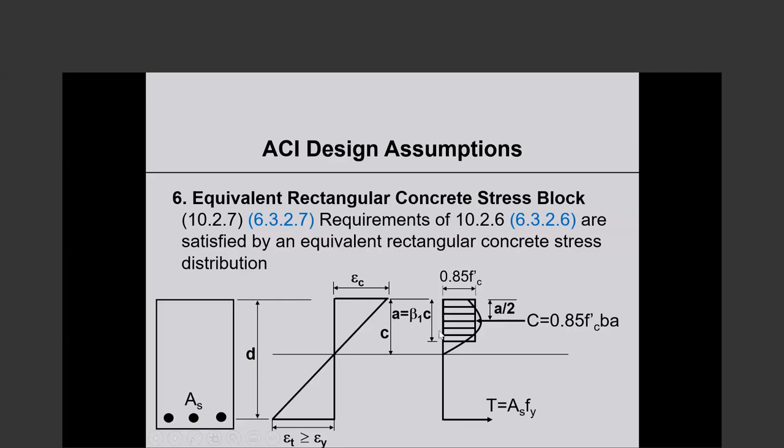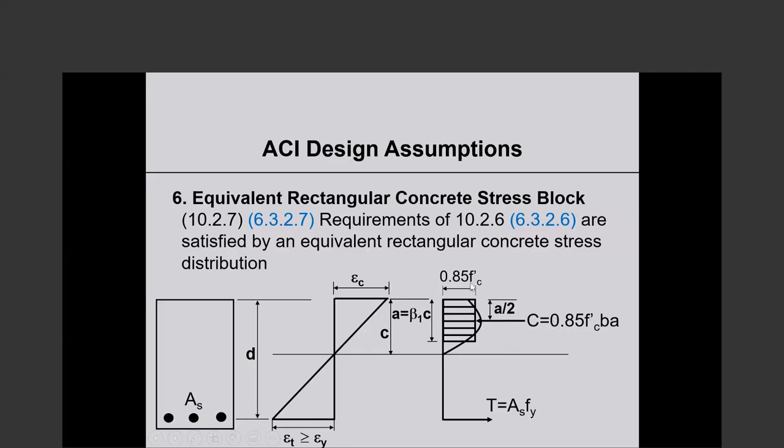The depth of the stress block, lowercase a, is the neutral axis depth multiplied by a factor beta sub 1, whatever it might be, which is smaller than 1. And because it is a rectangular distribution, the resultant compression is at a distance of 1/2 of the stress block depth from the extreme compression fiber. So this distance is a over 2.